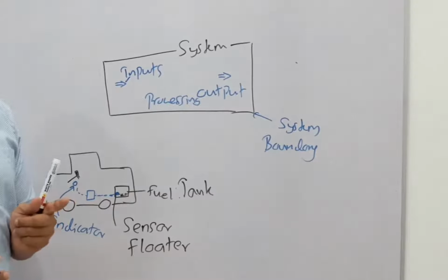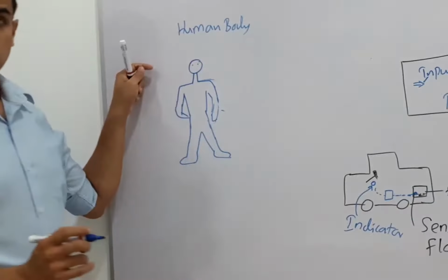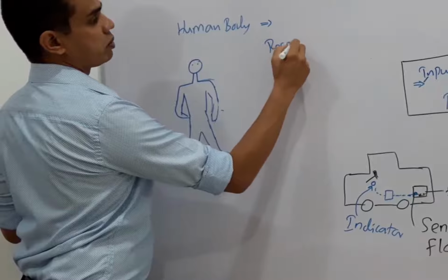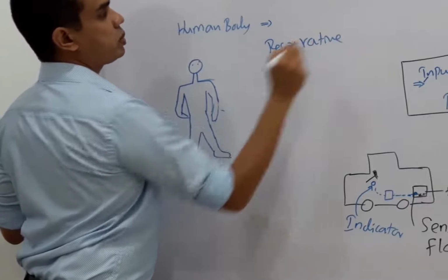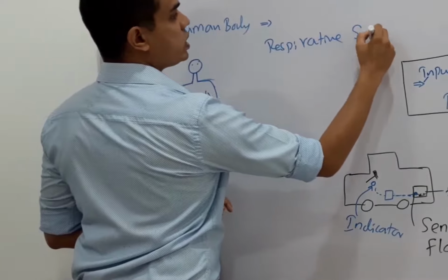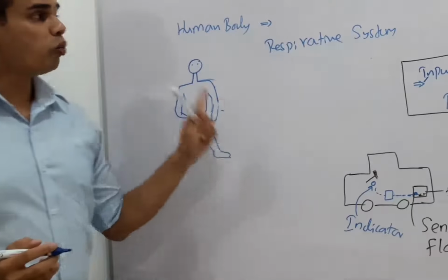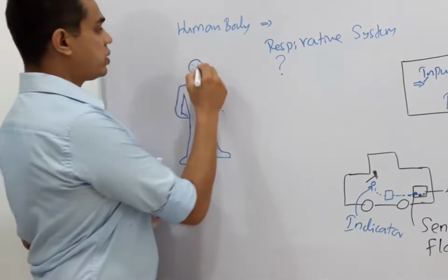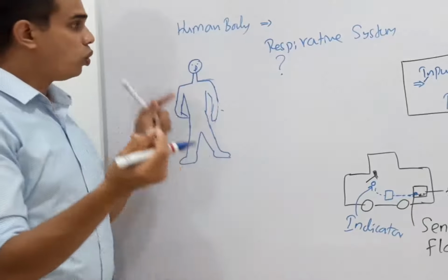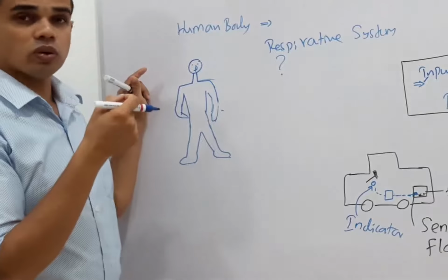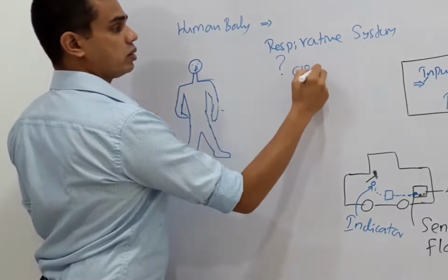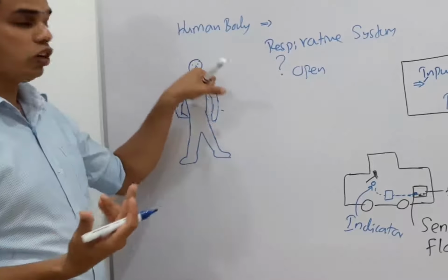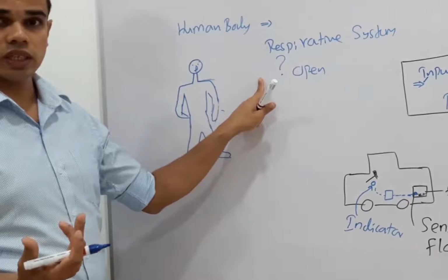What are such examples? Now we'll go to the human body. Under the human body we have the respiratory system. That's our first example. Regarding the respiratory system, is that an open system or a closed system? Is it open or closed? The nose is there, so the nose inhales air. It is open, right? The inputs are taken from outside the human body, so it is not closed.